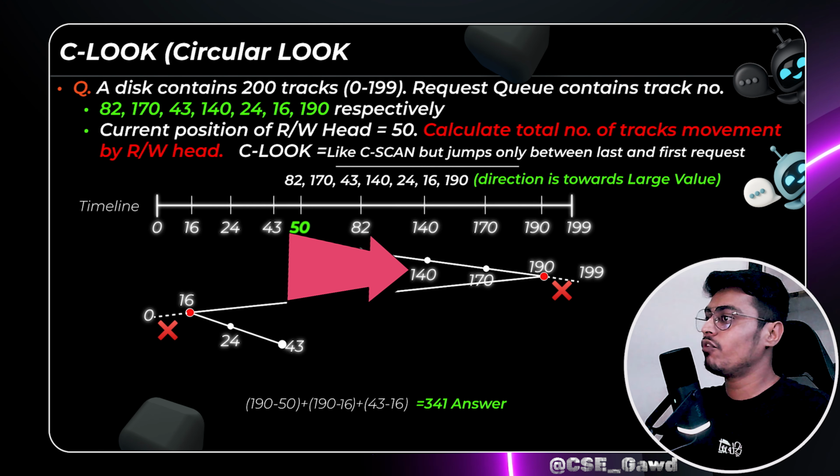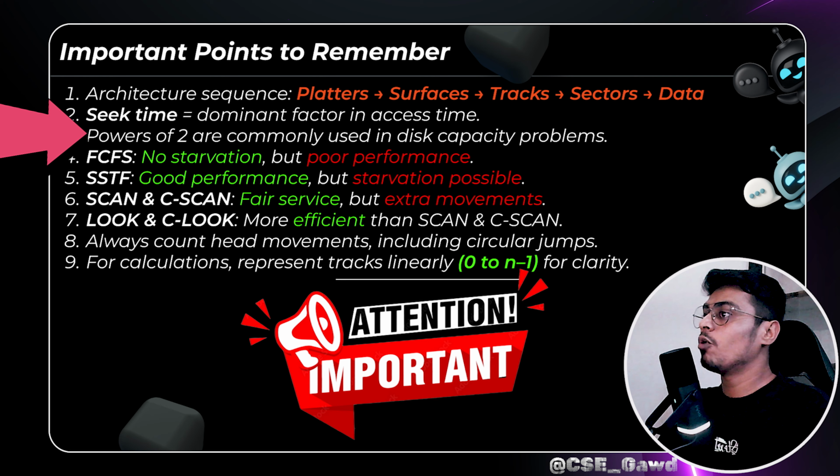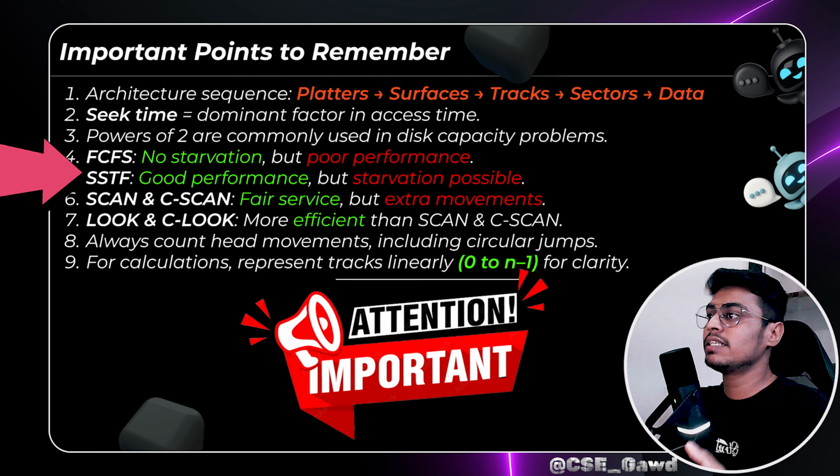But what are the important points to remember? Architecture sequence: first platters, then surface, then tracks, then sectors, then data, and seek time is usually the dominant factor in disk access time. Powers of 2 are commonly used in capacity calculation, and FCFS prevents starvation but has poor performance. SSTF has good average performance but can cause starvation. SCAN and C-SCAN provide fair service but may have unnecessary movement. LOOK and C-LOOK are more efficient versions of SCAN and C-SCAN.